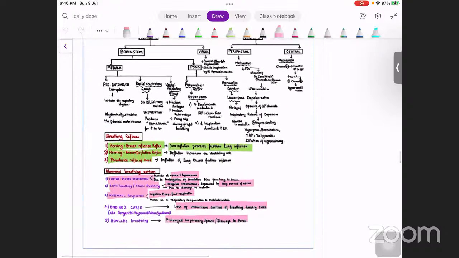Hg. Hering-Breuer inflation reflex: overinflation prevents further lung inflation. Hering-Breuer deflation reflex: deflation increases ventilatory rate. And paradoxical reflex of Head indicates inflation of lung causes further inflation.